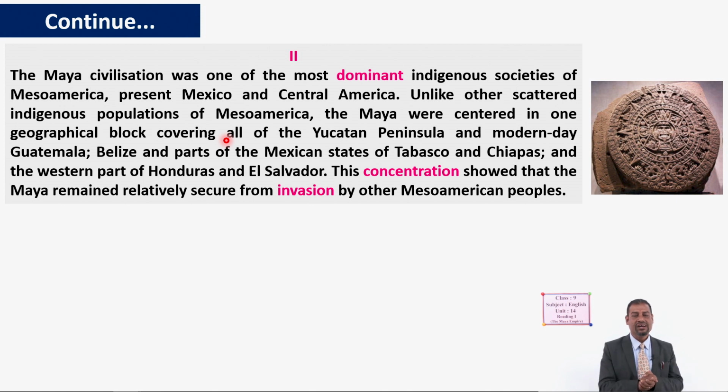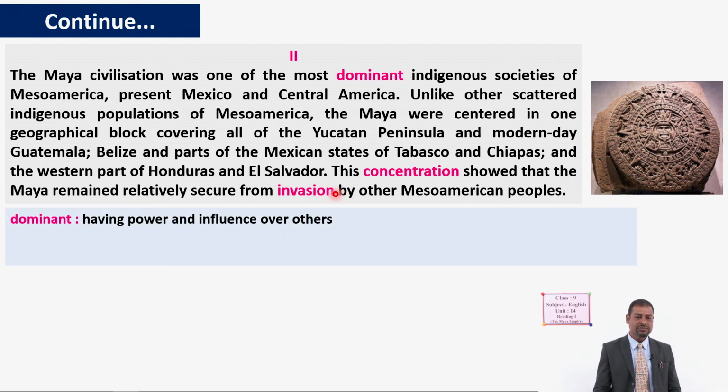And dear students, again we have some unfamiliar words in this paragraph. Let's discuss. So we have the word dominant, D-O-M-I-N-A-N-T, dominant. So what does it mean? You can guess in this context. Have you got it? Okay, check with me. The meaning of the word dominant is having power and influence over others. Okay, so at the same time, please note it down in your exercise book.